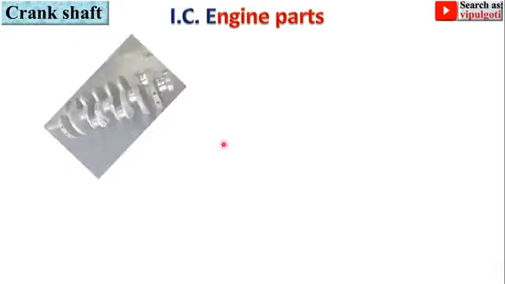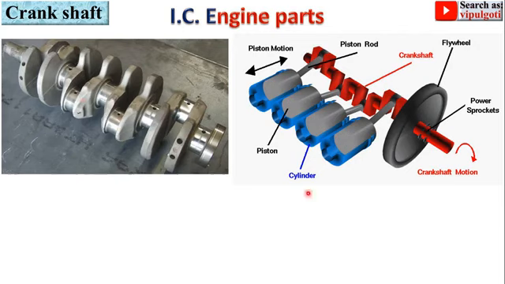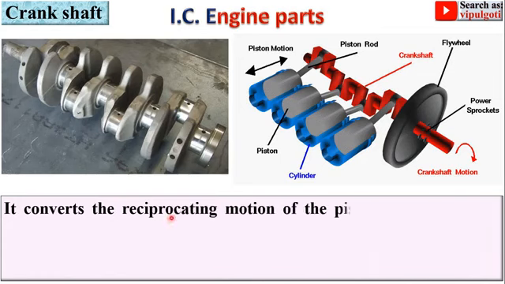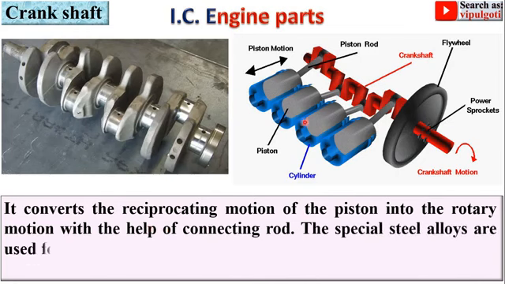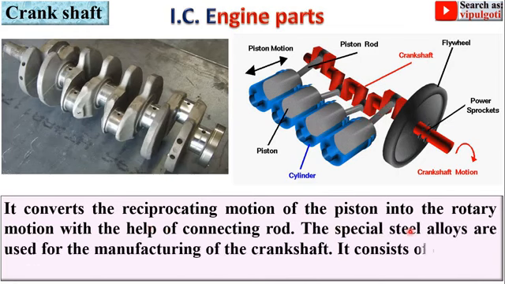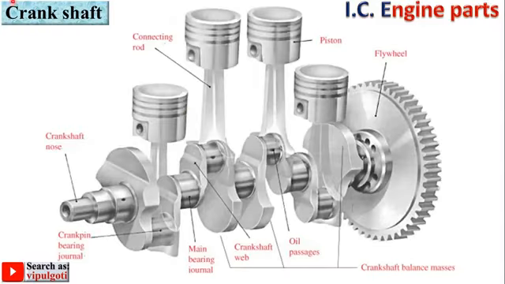Next, crankshaft. So this is the image of the crankshaft. Here you can see this is the crankshaft. It converts the reciprocating motion of the piston into the rotary motion with the help of the connecting rod. The special steel alloys are used for the manufacturing of the crankshaft. It consists of eccentric portion called crank. So here you can see this eccentric portion is called as crank. This is one more image of the crankshaft. This is the eccentric portion that is called as the crank, and that is attached with the connecting rod.